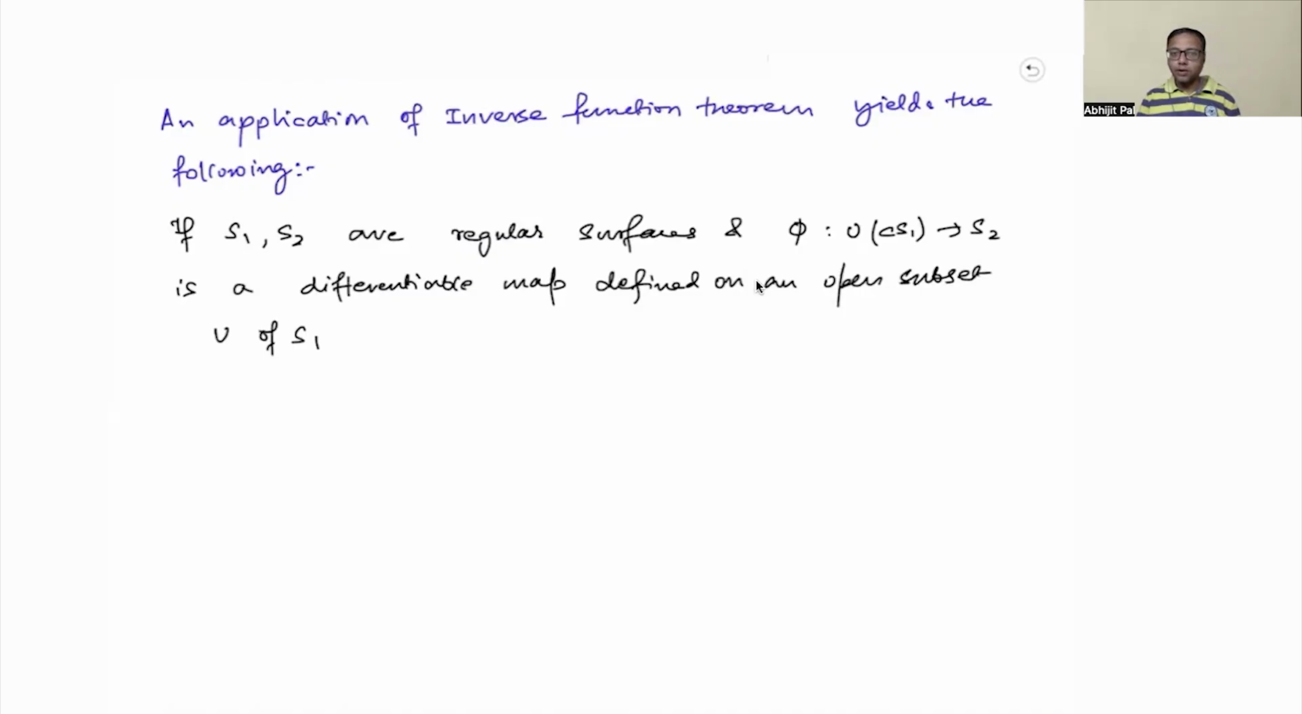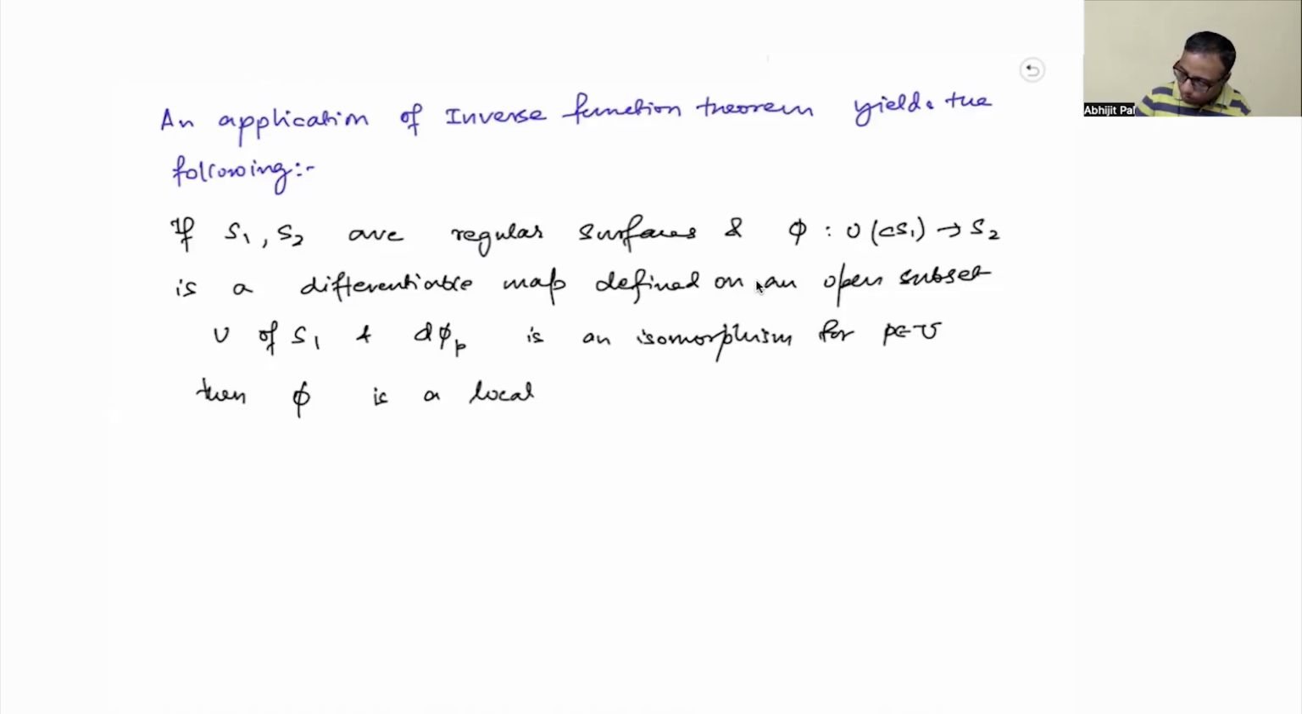so if S1 and S2 are regular surfaces and this phi is a differentiable map defined on an open subset U of S1, and d phi at the point P is an isomorphism for P belongs to U, then this phi is a local diffeomorphism.